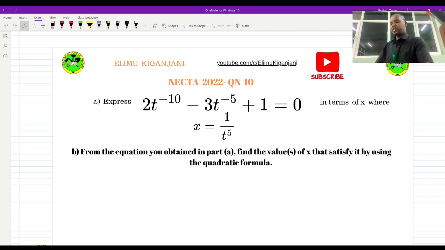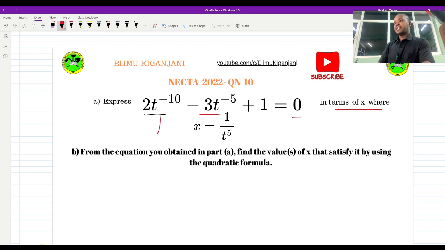As you can see, this question was on quadratic equations, and the question is 2t power negative 10 minus 3t power negative 5 plus 1 equals to 0. And we are supposed to express it in terms of x, where x is 1 over t power 5.